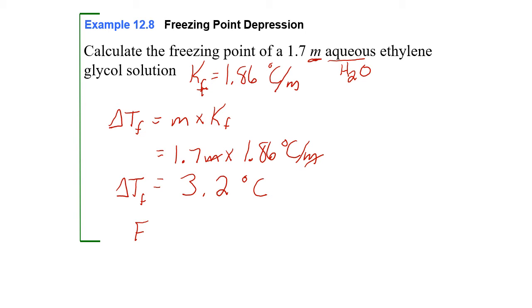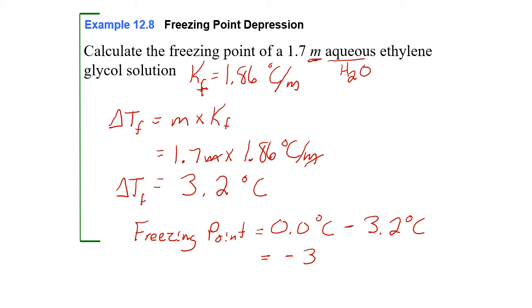If we want to calculate our freezing point, it's going to be equal to the normal freezing point of water minus that change in the freezing point. So our freezing point is going to be negative 3.2 degrees Celsius because it's going to be lower than our original freezing point.